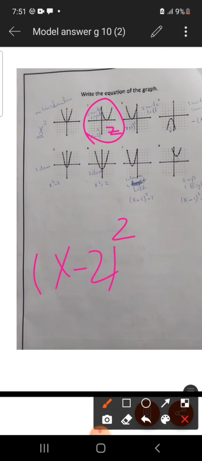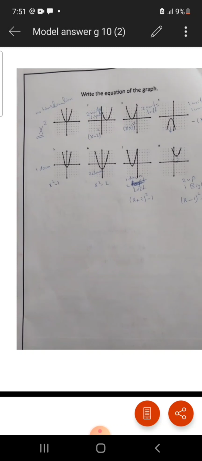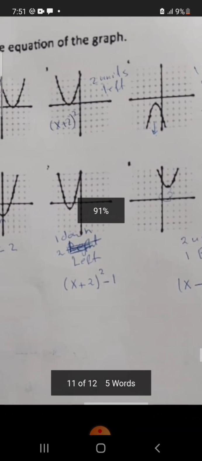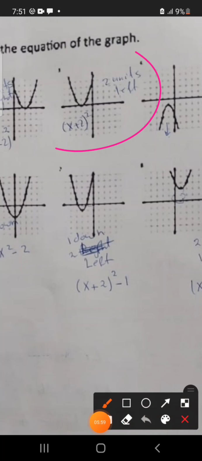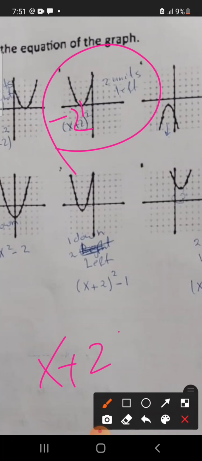Do you have here any transformation up or down? No. So leave it like it is. What about here? What is the transformation here? Here 2 units left. So I should put it in the bracket. So instead of -2 here, you put x plus 2 inside the bracket all squared.